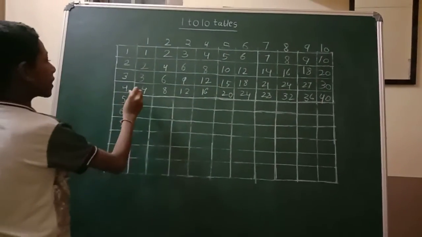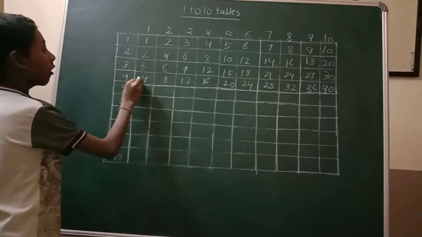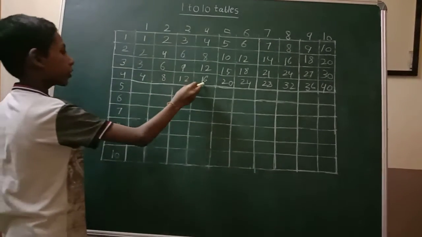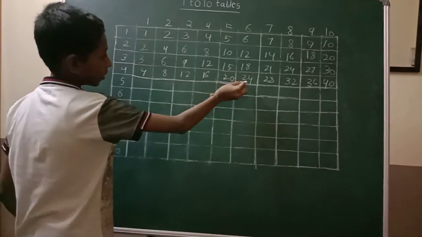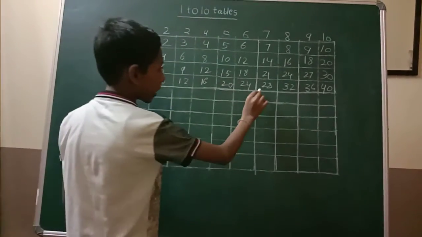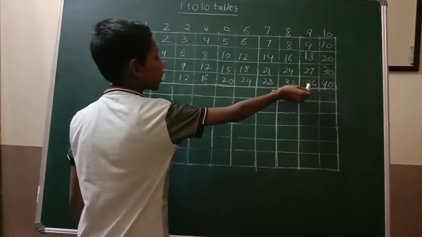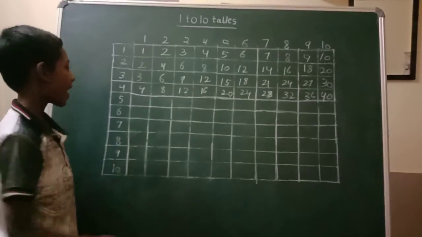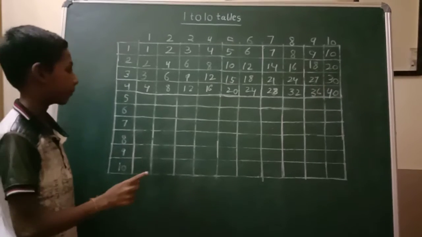We should check it is right or wrong. 4 ones are 4, 4 twos are 8, 4 threes are 12, 4 fours are 16, 4 fives are 20, 4 sixes are 24, 4 sevens are 28, 4 eights are 32, 4 nines are 36, and last 4 tens are 40. I am writing table of 5.